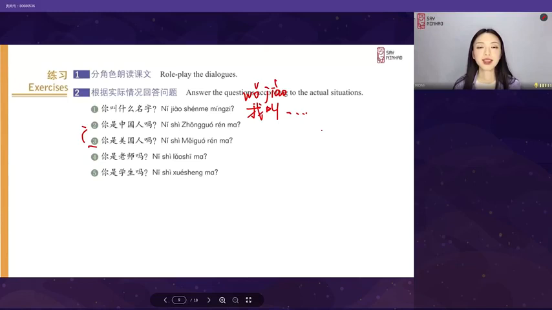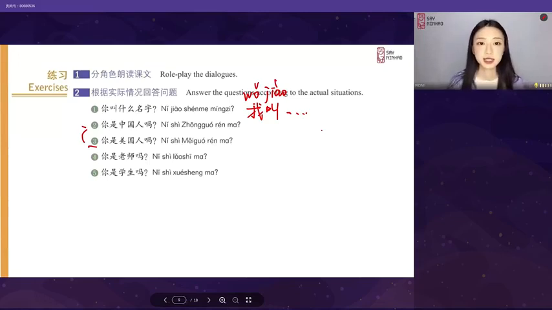你是老师吗? 老师 means teacher, right? Teacher, we've just learned it. So this question is, are you a teacher? So try to answer it. If you are, then it is 我是老师. If you are not, then 我不是老师. Okay, now last question.